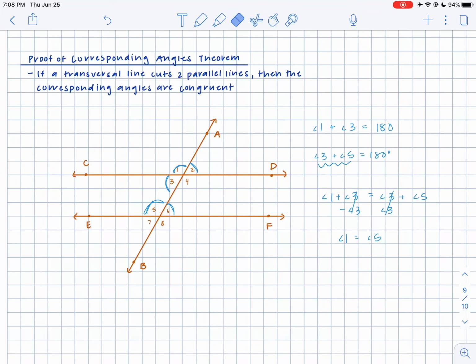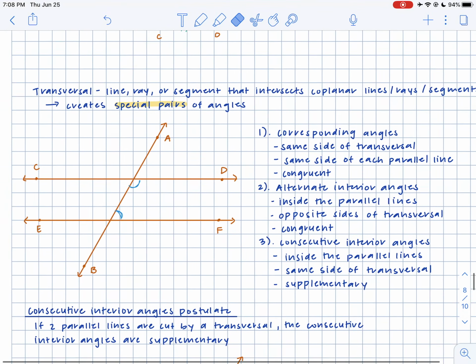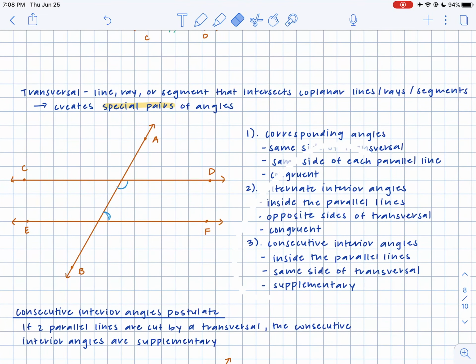And the same thing for angle 2 and 6, because they're on the same side of the transversal and they're on the same side of each parallel line. So this was how we proved the corresponding angles theorem. But more importantly, you should recognize these three special pairs of angles and how they relate to each other and how you can use it to solve for missing angles.